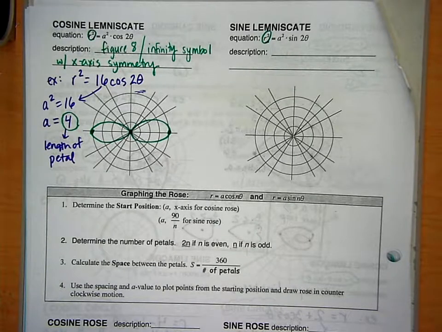Doesn't matter how fat they are. They could be skinny, they could be chubby, I don't care, as long as you go out 4 in each direction. Done. Along your x-axis because it's cosine. Okay, so those are pretty simple.